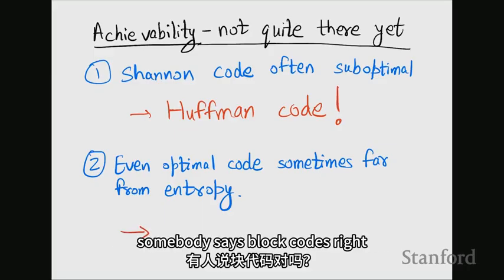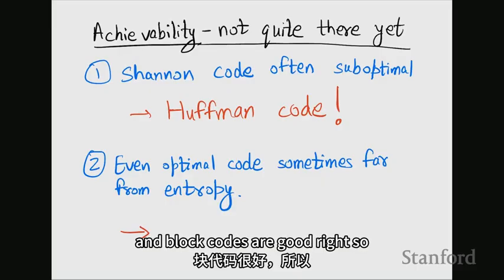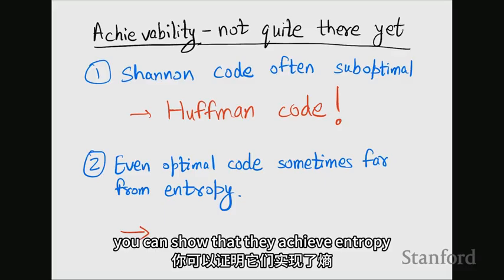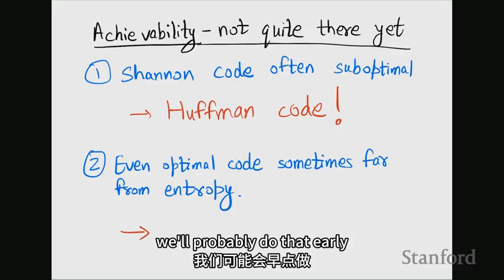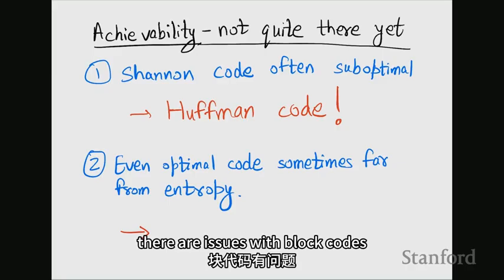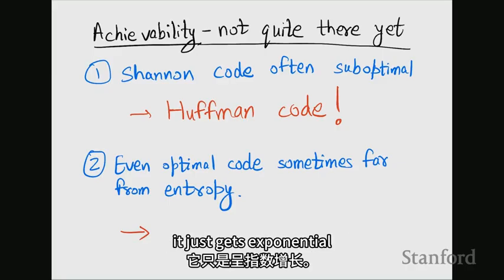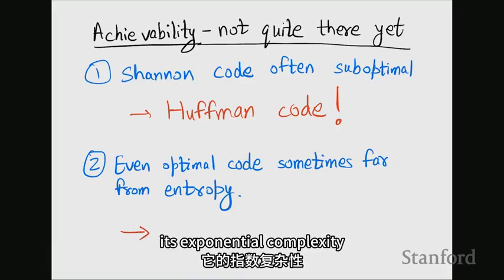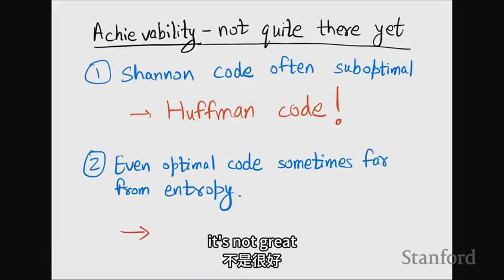Somebody says block codes, right? And block codes are good, right? So they can achieve entropy. You can show that they achieve entropy. We will probably do that early in the next lecture. But there are issues with block codes. It just gets exponential. Bigger and bigger blocks, you have to keep around these huge tables. It's exponential complexity. It's not great.